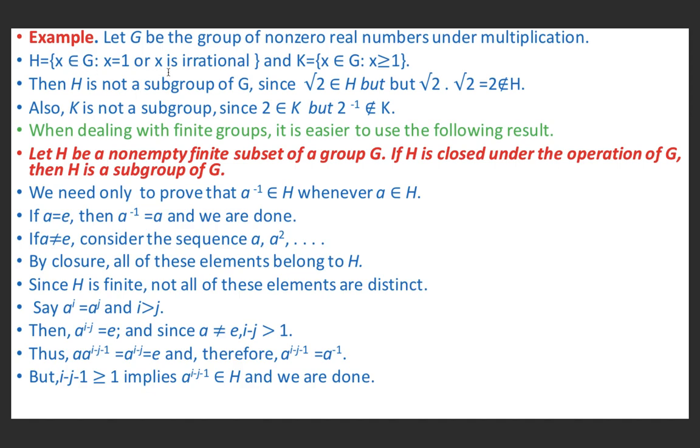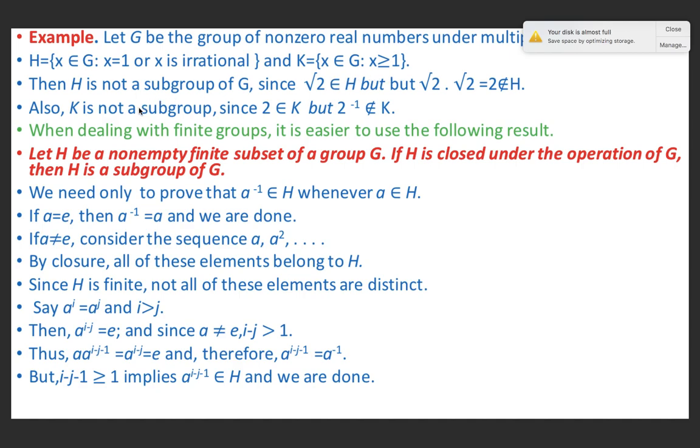H is the set of elements for which X equal to 1 or X is irrational. So root 2 belongs to H because it is irrational. But root 2 times root 2 is equal to 2. But 2 does not belong to H because it consists of either 1 or irrational numbers. So 2 does not belong to H. It means the closure axiom is not satisfied by the elements of H. So H is not a subgroup of G.